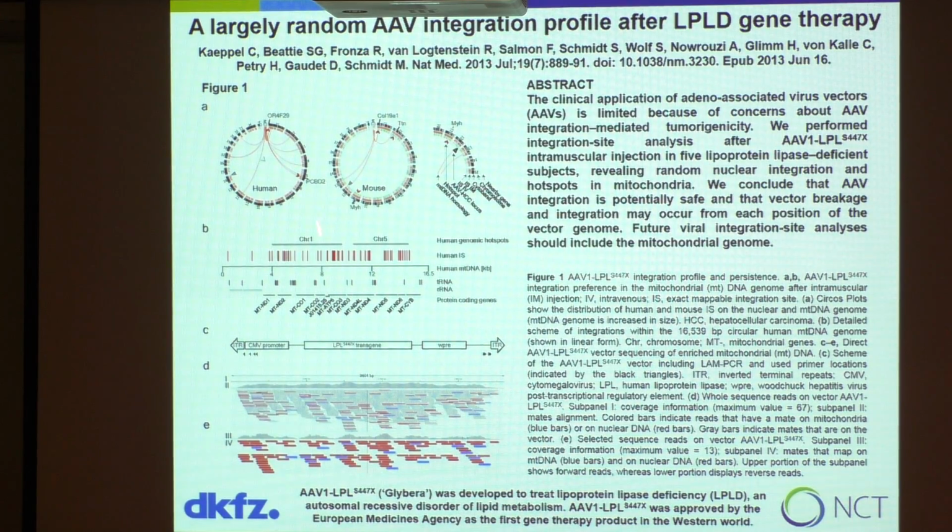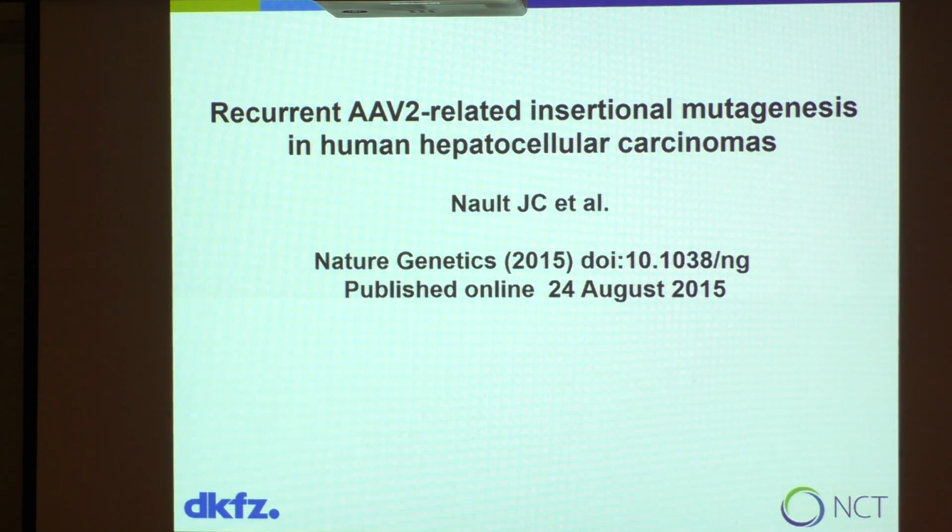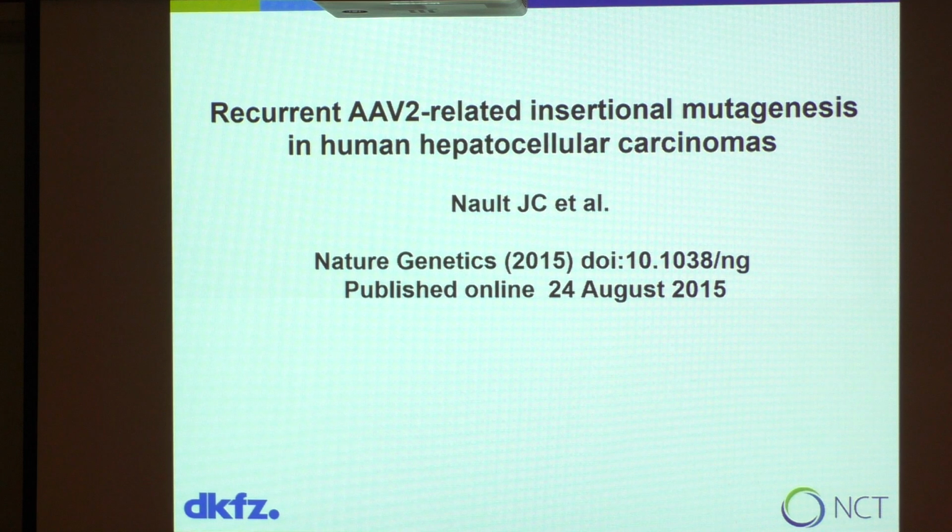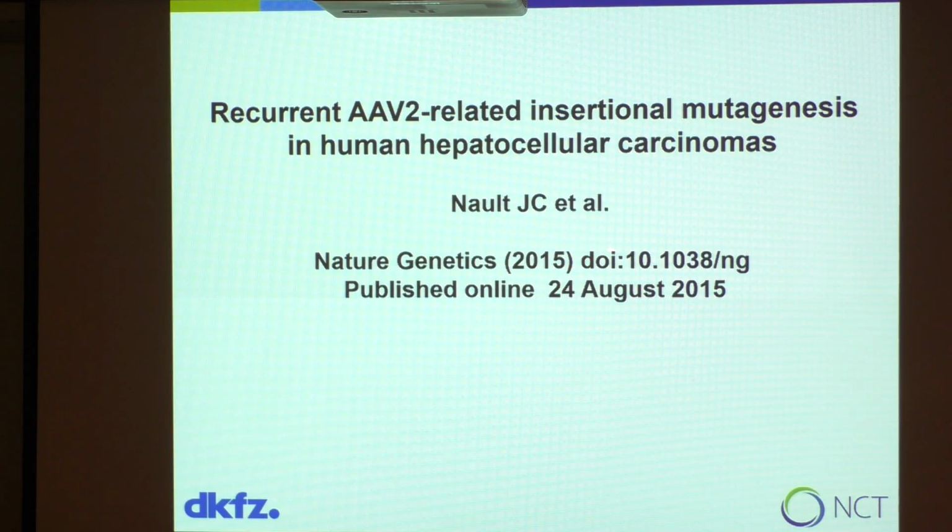But here, I would like to point out, we have checked this and we found really a random, uniform distribution, and we do not find any integration in one of the genes or gene regions that have also been reported recently, just a few weeks ago, where Nault et al. found wild-type AAV2 in human hepatocellular carcinomas, and from there suggest that AAV2 may play a role in the formation of these carcinomas. So all genes that are listed there, we do not find them.